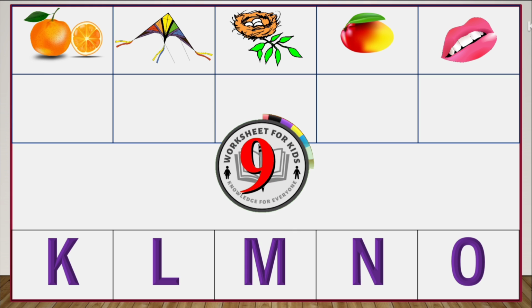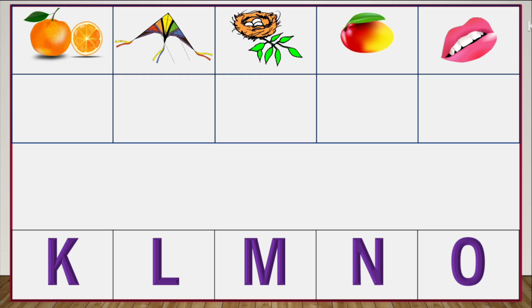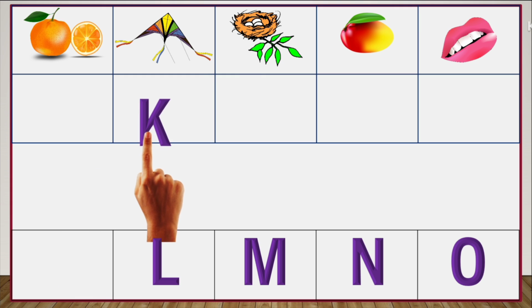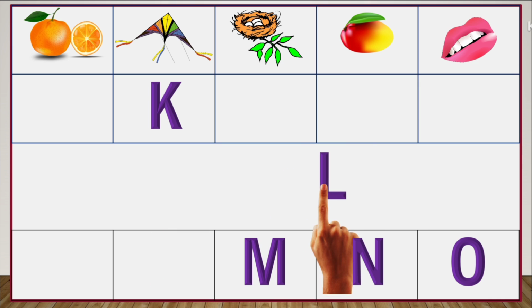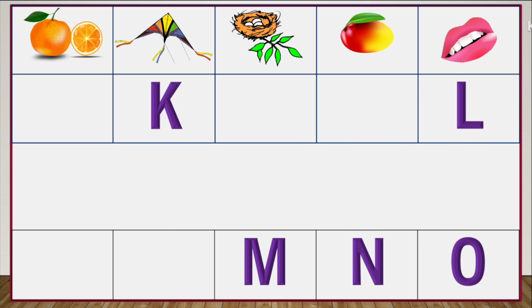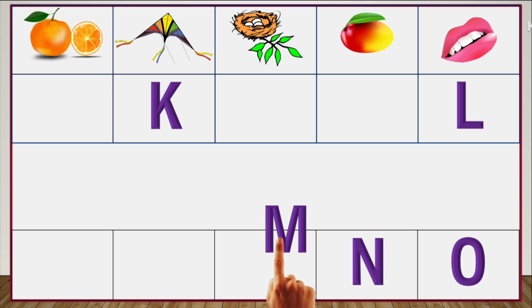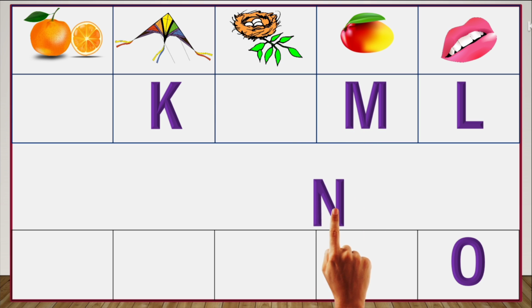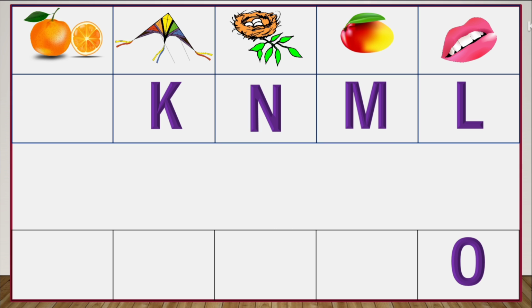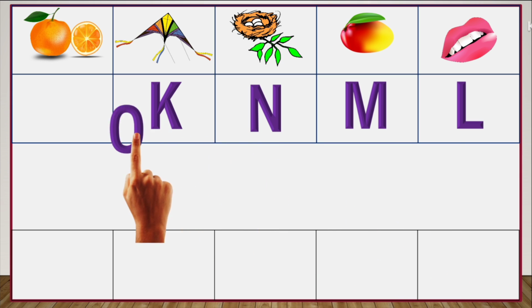10, 9, 8, 7, 6, 5, 4, 3, 2, 1, 0. K for kite. L for lips. M for mango. N for nest. O for orange.